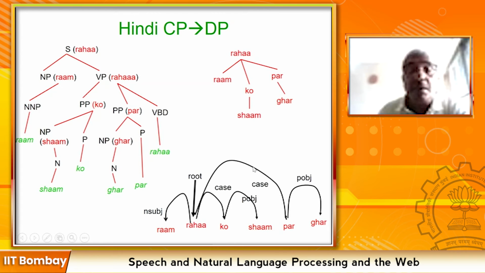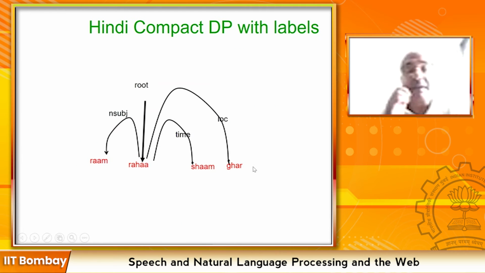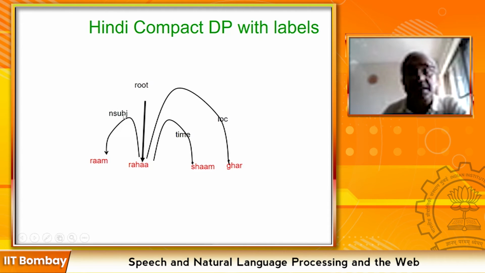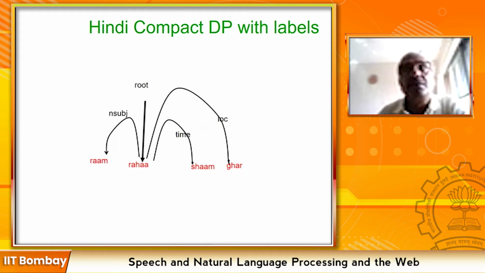And when we do this compacting and go to a deeper semantic level, we go to a representation here. Root goes to Raha, the main verb. Raha goes to Ram, nsubj, nominal subject. It will become agent for deeper semantics. And Raha to Sham, time. Raha to Ghar, location.